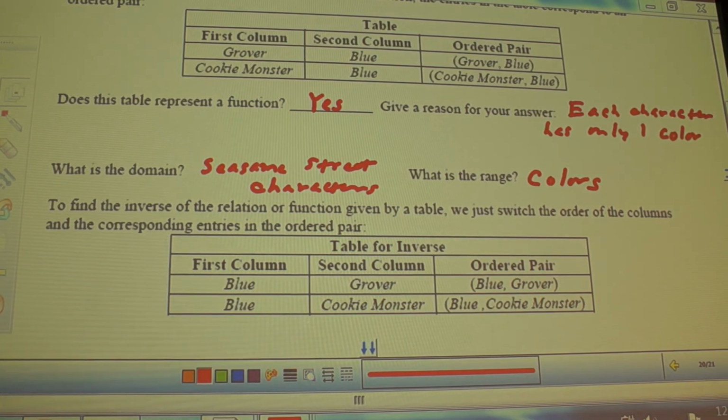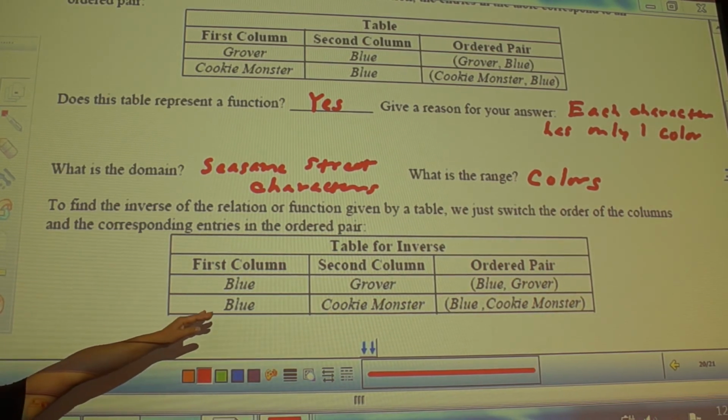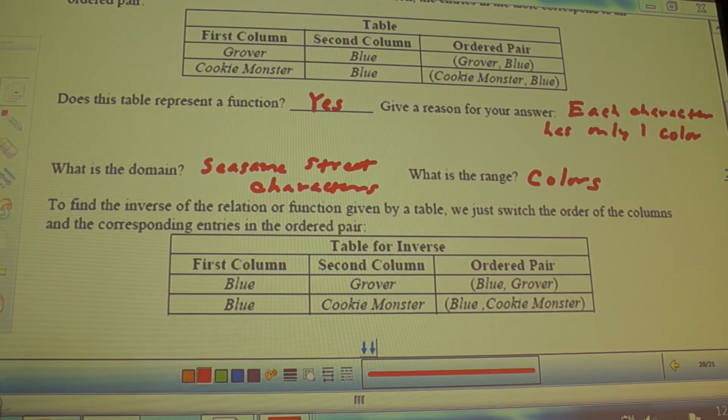Is this a function? No, because you pop in blue and say, hey, which Sesame Street character is blue? Well, some people are going to say, oh, Grover. Some people are going to say Cookie Monster. It has more than one answer. Does everyone follow me? More than one output. So this was a relation.